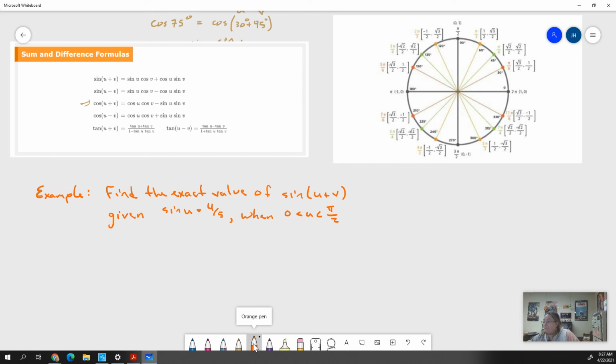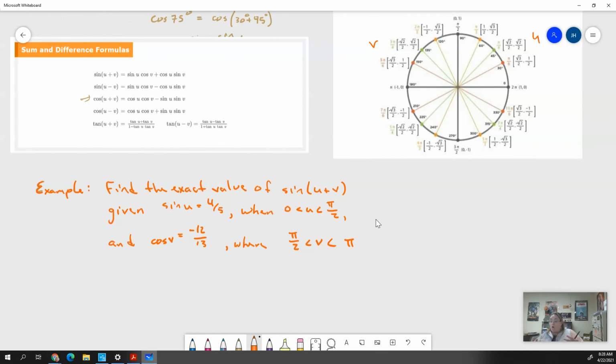It is also saying, and cosine of v equals negative 12 over 13, where pi over 2 is less than v, less than pi, right? So now they're saying that u is in this first quadrant, but v is between pi over 2 and pi, so v is in this second quadrant. So up here we have u, and here we have our v's, right?